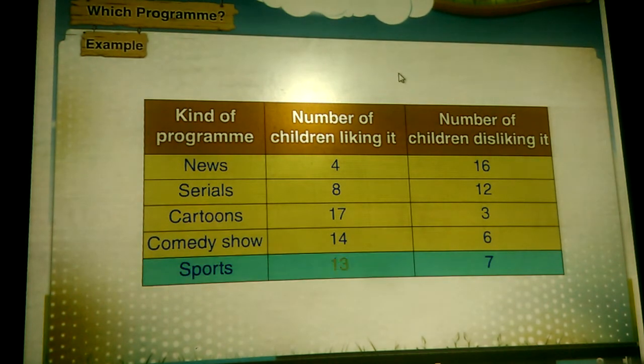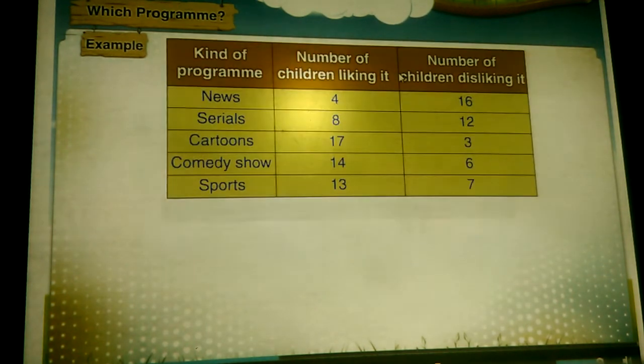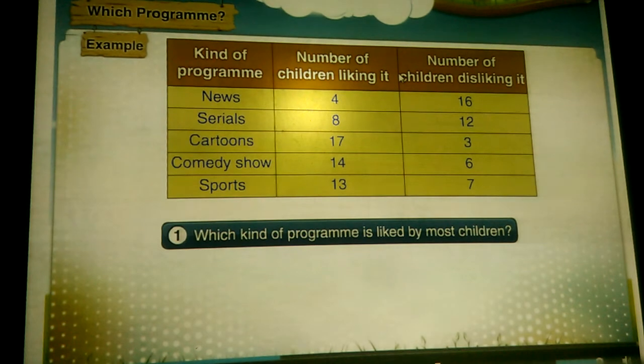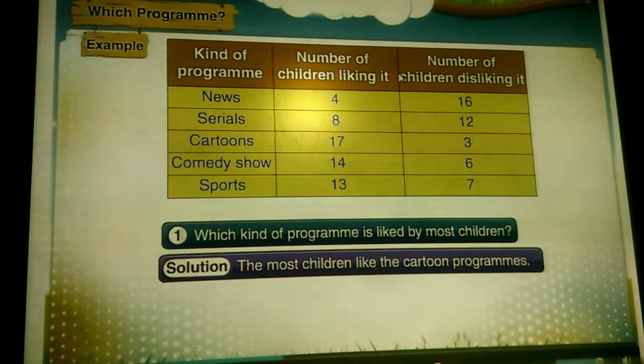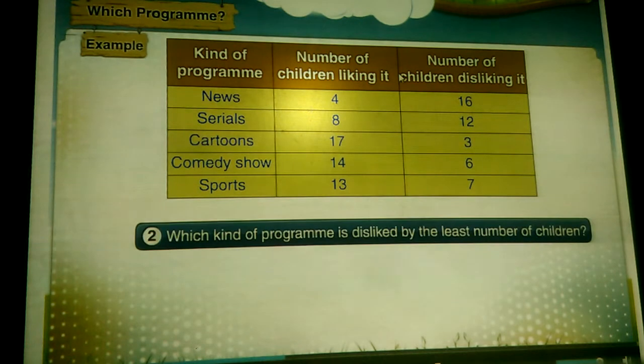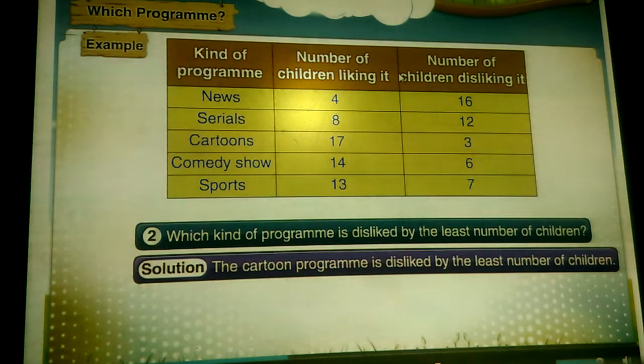Sports. 13 children like sports programs and 7 children dislike sports. The first question is, which kind of program is liked by most children? Solution. Most of the children like cartoon programs. 2. Which kind of program is disliked by the least number of children? Solution. The cartoon program is disliked by the least number of children.